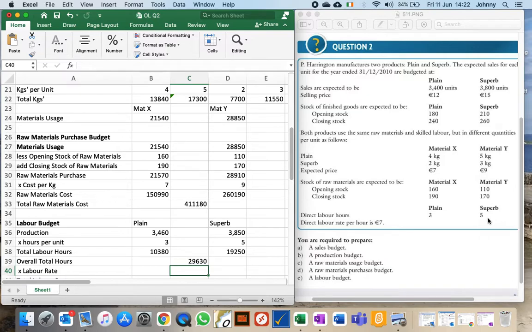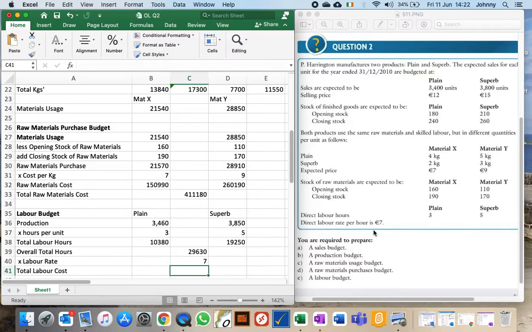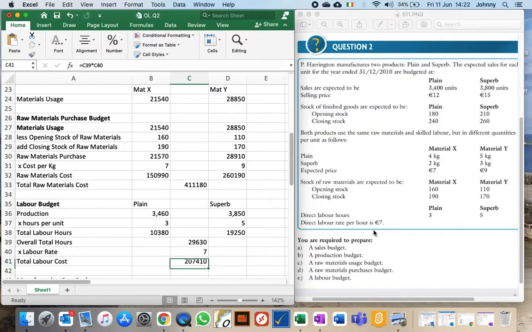Multiply that by the labour rate, which it says in the question is €7. So that means the labour cost is going to be those two added together. Sorry, those two multiplied together. So that's the amount, that's euros. So I'm going to spend just over 200,000 euros to make the product.